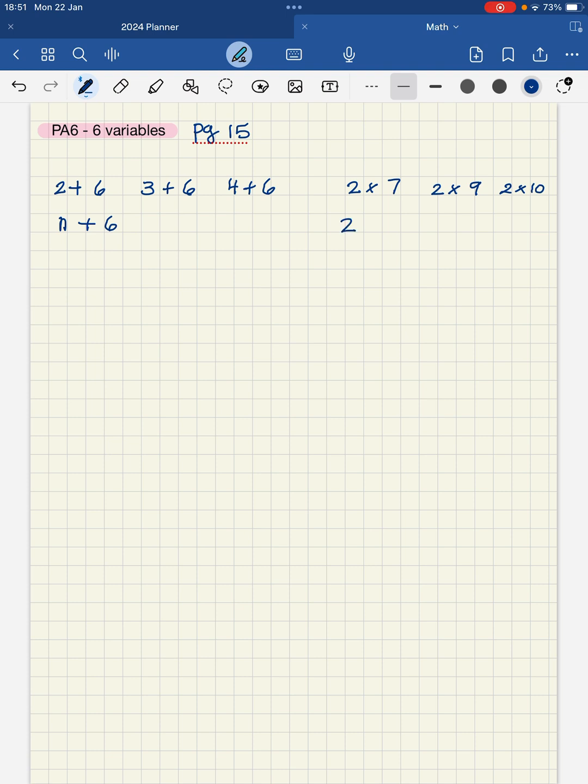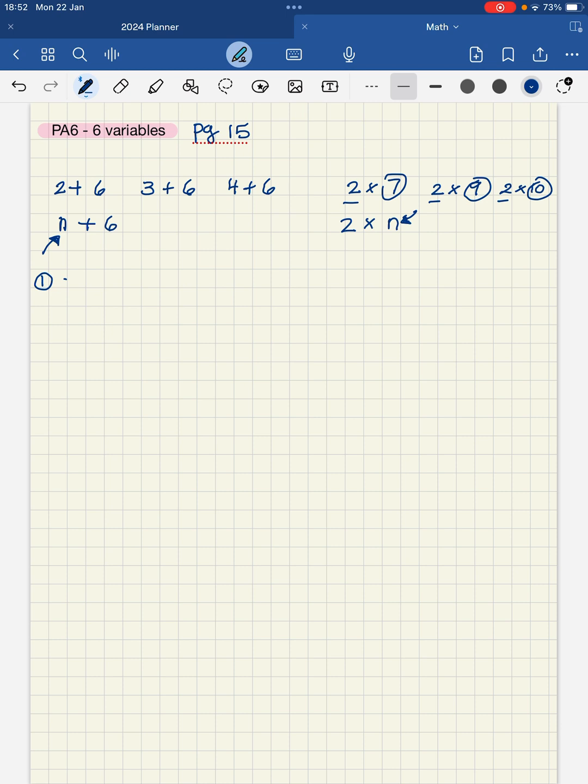It's always going to be 2, and then we're going to times it by N, right? Because the N changes. The number is changing, but this number stays the same, right? So we're going to keep it 2. So that's always the same. But we're going to change this one because it's changing. So we could put any number into that N and make this statement work, right? And in this case, we could put any number in N and add 6, and we would get an expression that works.